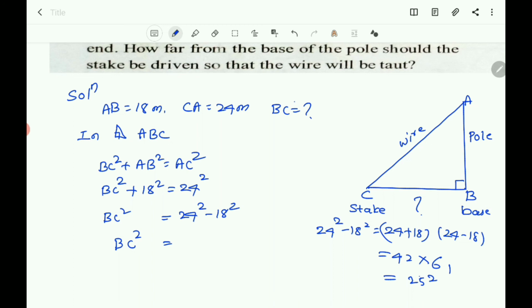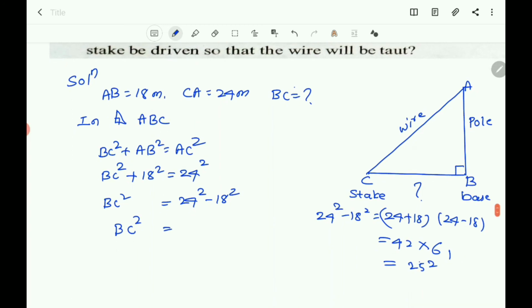So here, if you know the square of 24, you can write it as 576, and 18 square is 324, or otherwise you use this a square minus b square form and write the factors of a square minus b square as a plus b into a minus b. Factors of 24 square minus 18 square is 24 plus 18 into 24 minus 18. That you can also do here. So you write 24 plus 18 into 24 minus 18. Then BC square is equal to 42 into 6.